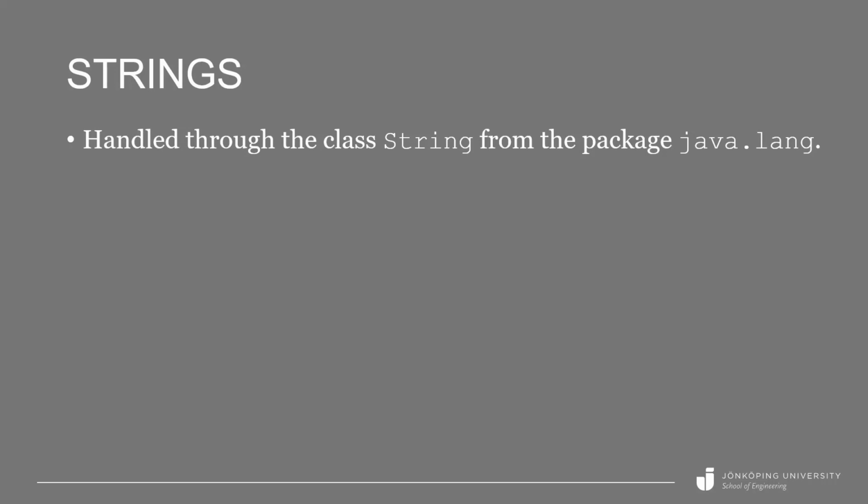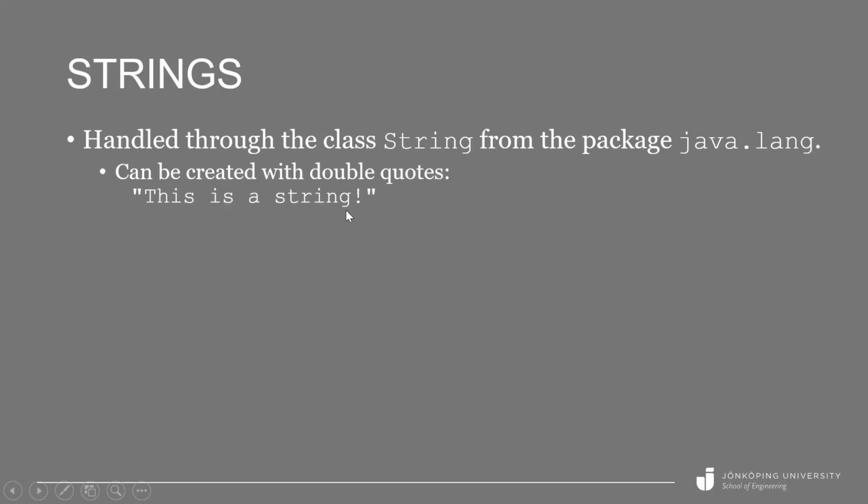Before, I showed you the primitive data types in Java, and that didn't include strings. So strings in Java are implemented as a class, and this class is called the String class, and it comes from the java.lang package. So it's imported in all programs by default. Strings in Java can be created using double quotes like this.